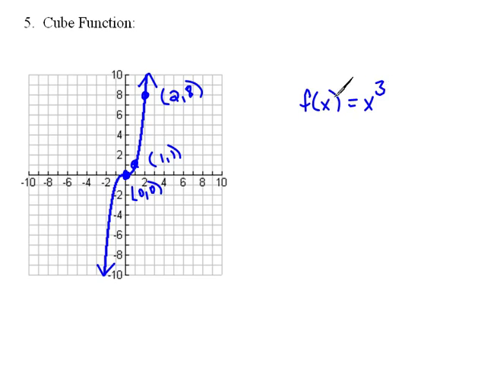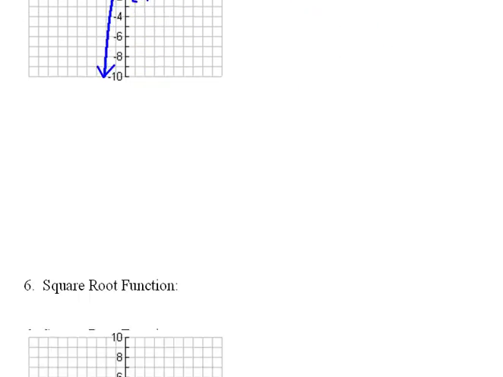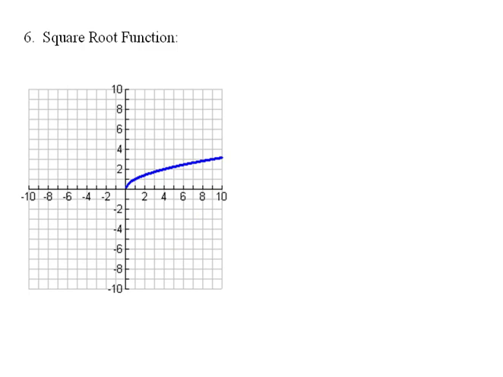value. All right, the next function that we need to be very aware of is our square root function. And it looks something like this, always takes on this shape. The square root function has an equation of f of x equals the square root of x. And again, we can find some nice points on here.